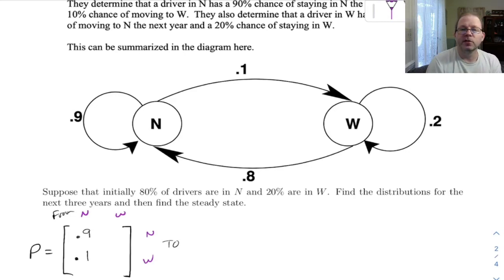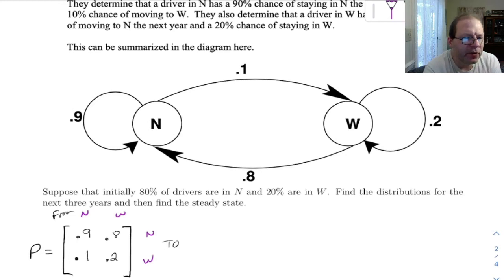I find it easiest to do these column by column. That way we know that the sums have to be 1. So 0.9 plus 0.1 gives you 1. Okay, this right here is people who go from W to N. That's going to be 80% or 0.8. And then going from W to W, that's 0.2. So this is our P matrix.